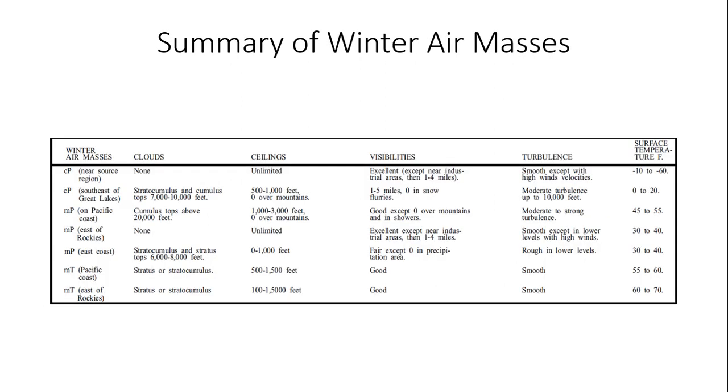So here's a summary of winter air masses in general that affect the United States. You have continental polar air masses, maritime polar air masses, maritime tropical air masses. Now, I didn't mention maritime tropical for the Pacific coast or the western U.S. because it's very rare that the maritime tropical air makes it into the United States off the Pacific Ocean in the wintertime. But this is a great chart.